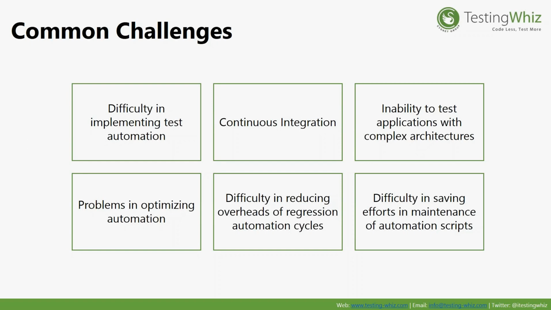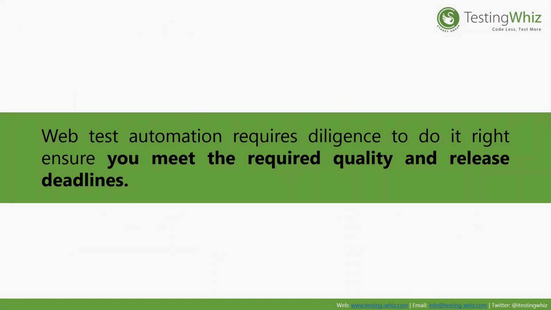And then finally, difficulty in saving efforts into maintaining whatever they have created. Because as time passes, your automation suites become more and more expanded. They cover more and more of your test applications. They cover more and more amount of your code. The complexities increase, and you have to spend more time in maintaining it and keeping everything up to date. So it does require a lot of due diligence if you want to meet the required quality and release deadlines.